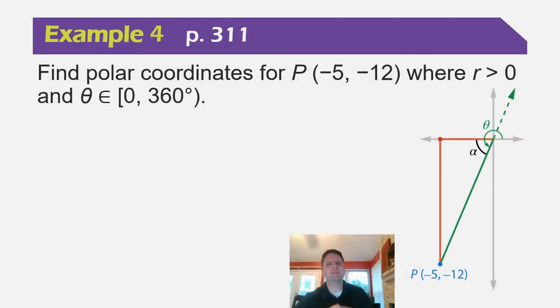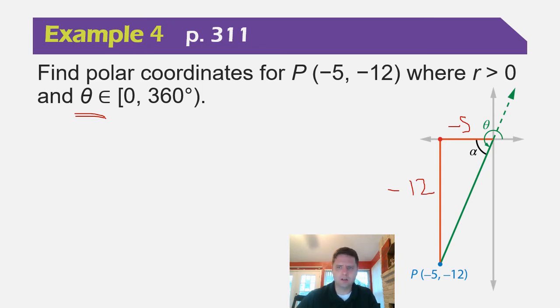All right, how about this one? Find the polar coordinates for P, which is -5, -12, where r is greater than 0 and theta is between 0 and 360 degrees. Remember, there's several different ways that we can get the theta measurement. What do we do here? Well, we can just set up again our triangle. Remember, this point is -5, -12, so this is -5, and this is -12.